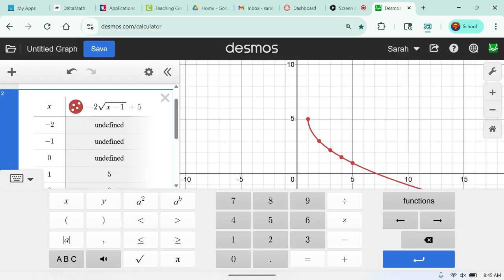Okay, so how do you know what numbers to put in for x? Look at what's under your radical. You want to shoot for x values that when you subtract 1 from them, give you a perfect square. So 1 minus 1, that's 0. That's a perfect square. 2 minus 1, that's 1. That's a perfect square. 5 minus 1, that's 4. Perfect square.